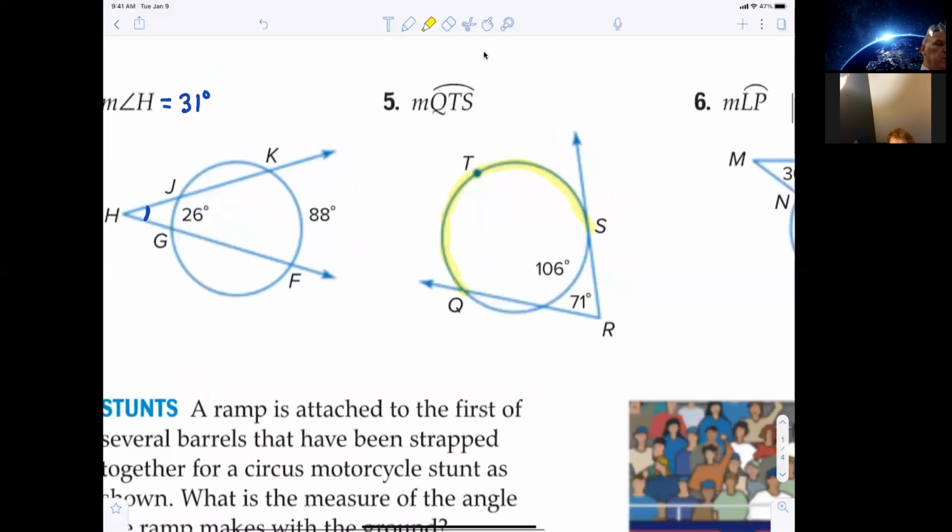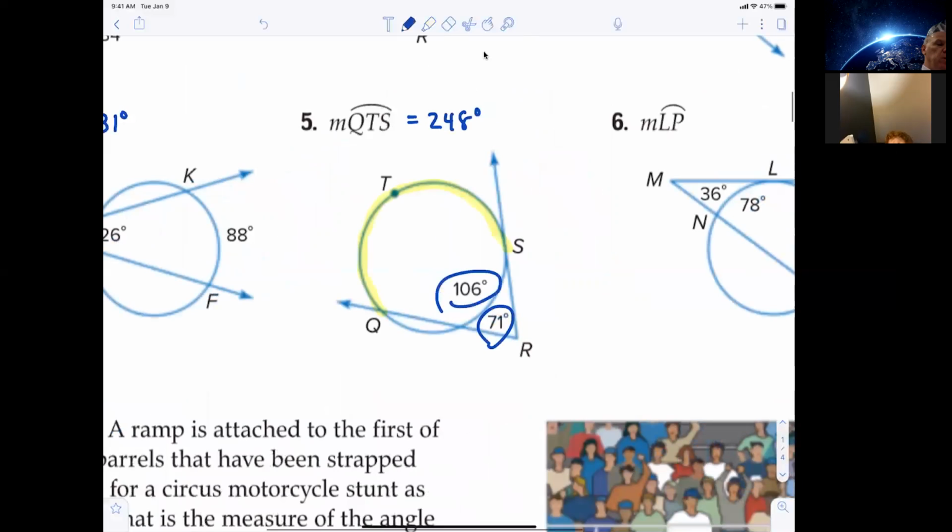All right, so now over here, I'm looking for QTS. How much? I have several people telling me it's 248 degrees. How do we do that? Someone tell me. 71 times 2, and then you add 106. Now if you want, it's really X minus 106 divided by 2 equals 71. Just in case you wanted to see that. But because we're good, we can just work backwards. I'm totally fine with that. Anybody have any issues?